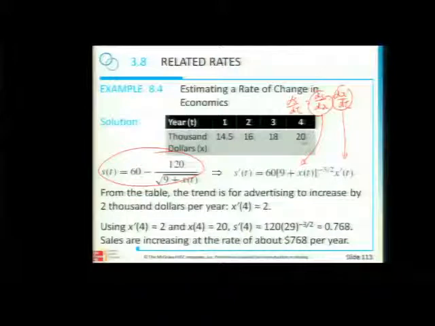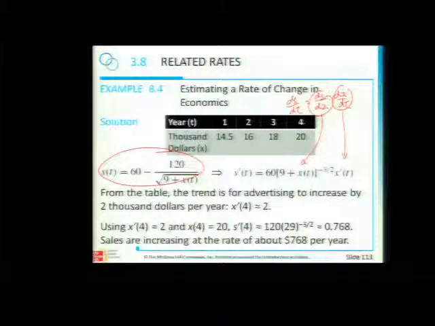Per year. From year 3 to year 4, you see there's an increase of 2,000 per year. From year 2 to year 3, also the same. So we just say, in year 4, this is 2,000 per year. That is the rate of the amount of advertisement cost in year 4.